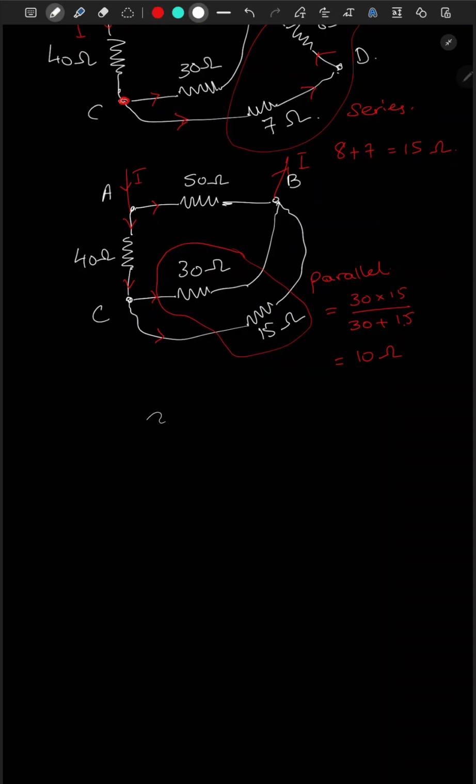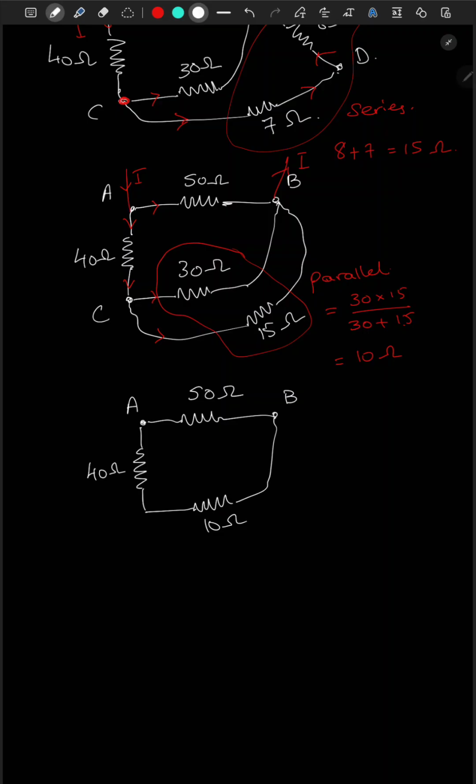Now again, we draw the circuit. The circuit has been reduced. Okay, we have a 40 ohm resistor, and here from C to B, now we have a 10 ohm resistance. Now, if a current enters at A and leaves at B, it would go in these two different branches, and therefore the same current will pass to the 40 ohm and then to the 10 ohm resistance. So these two are in series.